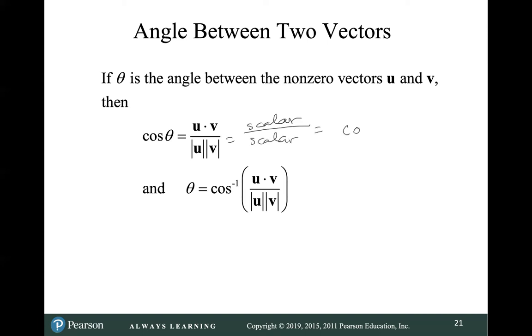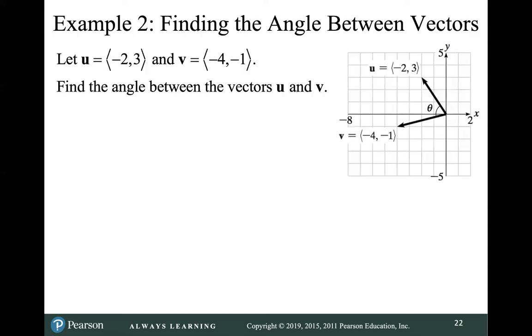So this is cosine theta equals some number, right? And that's what we would expect for cosine. We wouldn't get a vector from a cosine value. So we can see that this will work out in terms of taking cosine of an angle should give me a length. And then if we solve that for theta, we end up with cosine inverse of the dot product divided by the magnitudes. Let's look at an example.